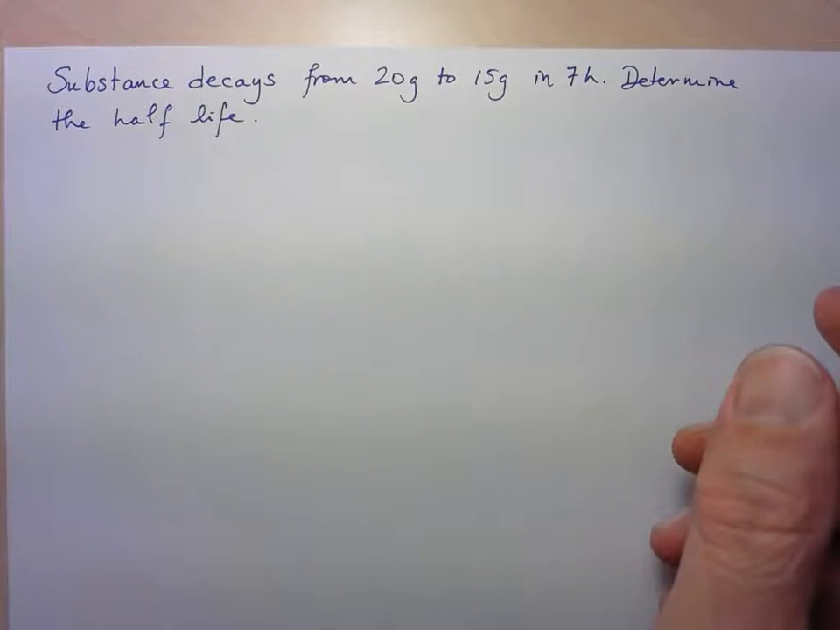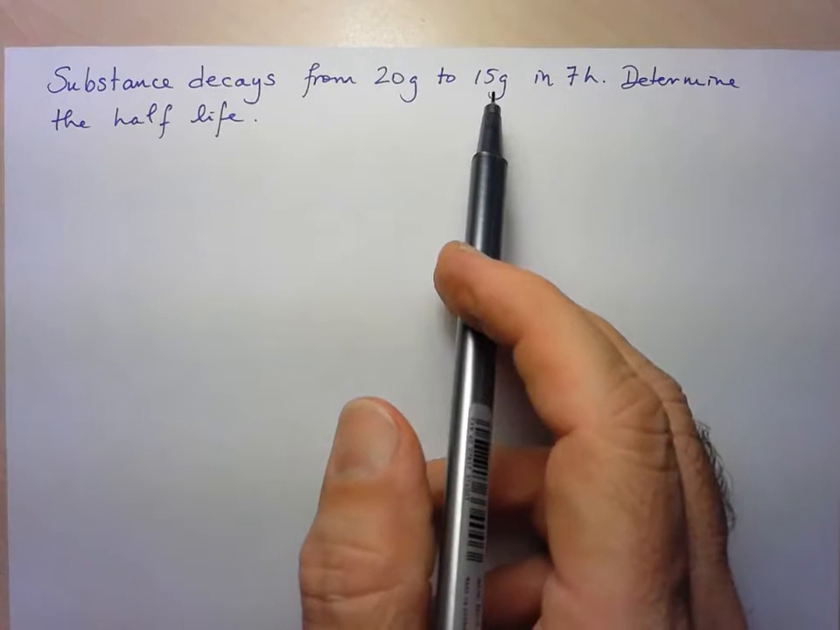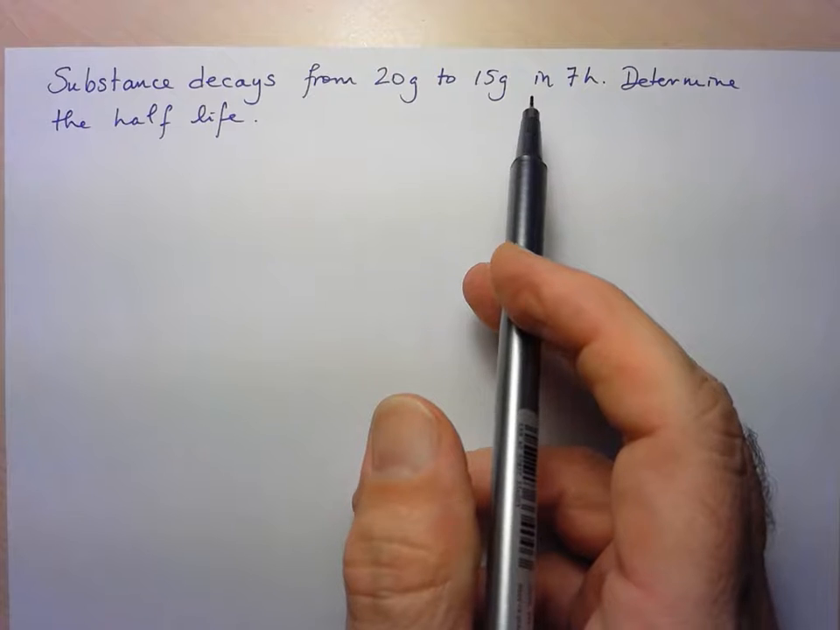Hi folks, we're going to take a look at this half-life problem. They tell us that a substance decays from 20 to 15 grams in 7 hours, and they want us to use that to find the half-life of the substance.